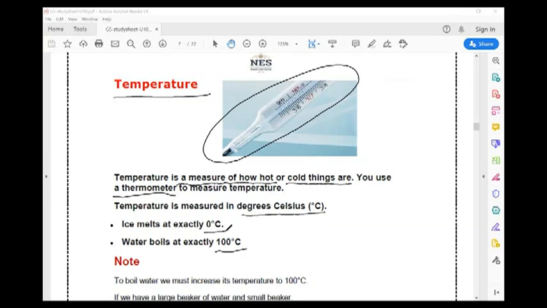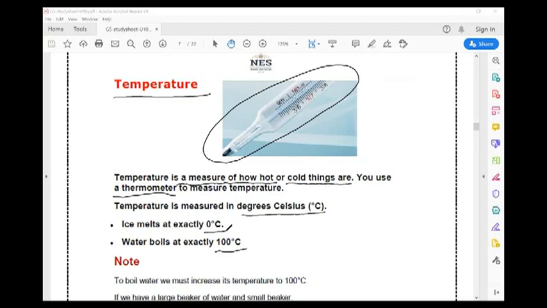The object that has higher temperature is hotter than the object that has lower temperature. And we know that heat energy transfers from the higher temperature object to the lower temperature object.